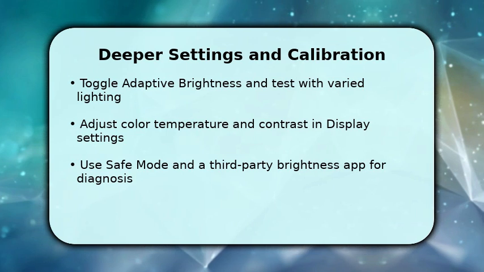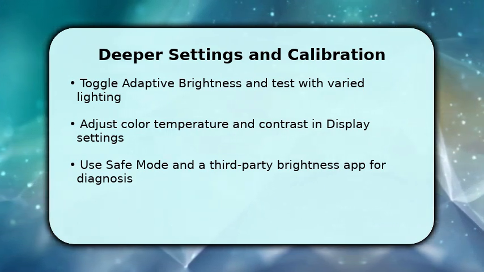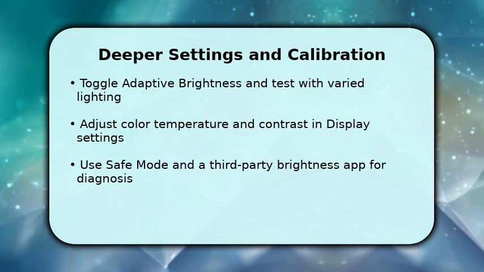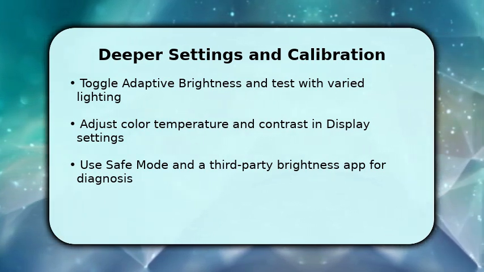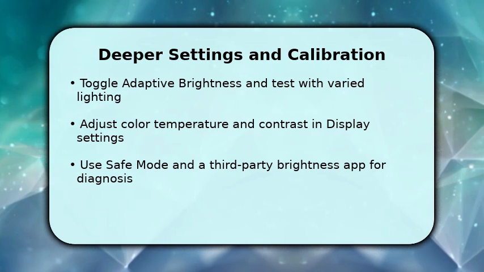Once you suspect a software cause, boot into safe mode and try a trusted third-party brightness app to force levels. If the app controls brightness normally, an installed app or setting is the culprit.